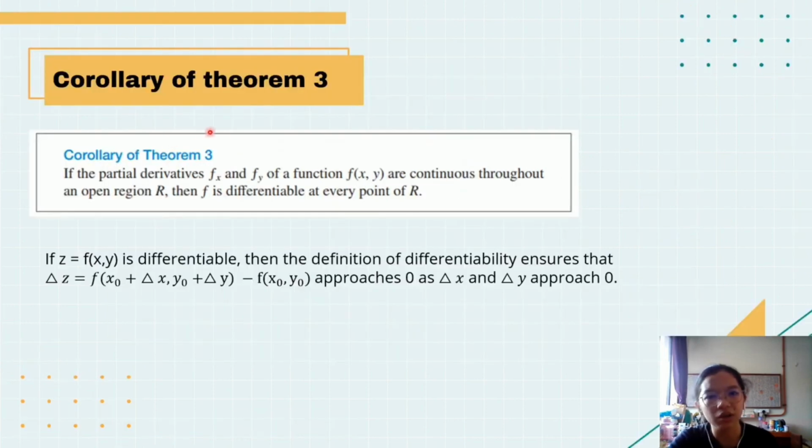So the corollary of theorem 3: if the partial derivatives fx and fy of a function f(x,y) are continuous throughout an open region R, then f is differentiable at every point of R. So if z = f(x,y) is differentiable, then the definition of differentiability ensures that Δz = f(x0 + Δx, y0 + Δy) - f(x0, y0) approaches 0 as Δx and Δy approach 0. So this tells us that a function of two variables is continuous at every point where it is differentiable.